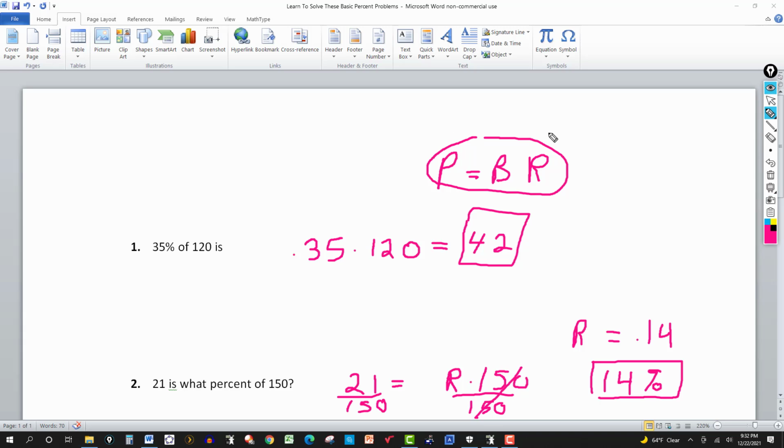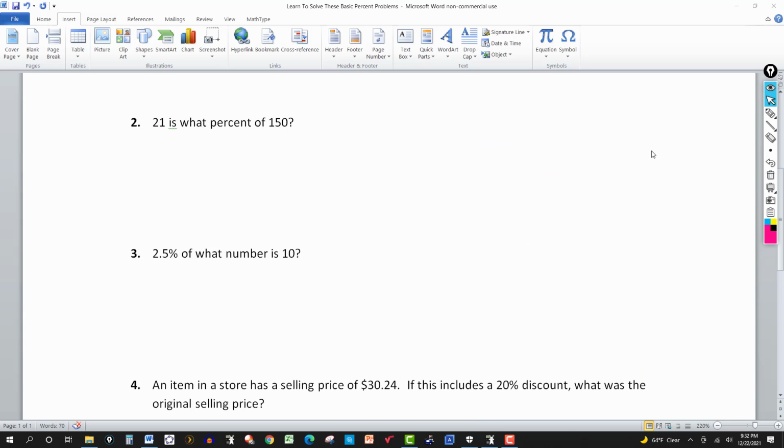Okay, so they're all based on this particular equation right here. In some cases you're looking for the percentage. Sometimes you're interested in the base. Sometimes the actual rate. Clear this. Okay, so let's look at the next one. 2.5% of what number is 10?